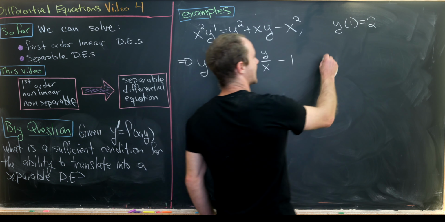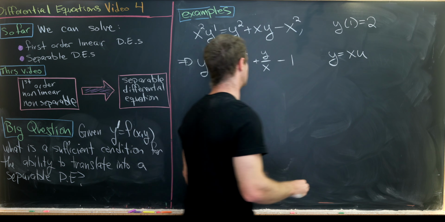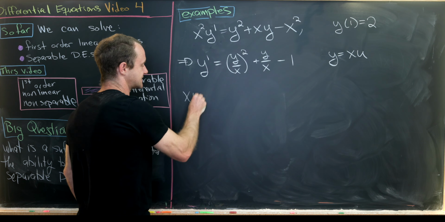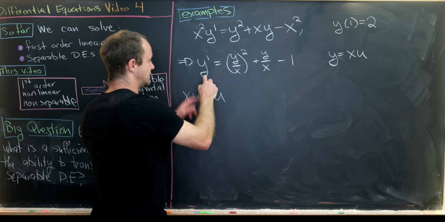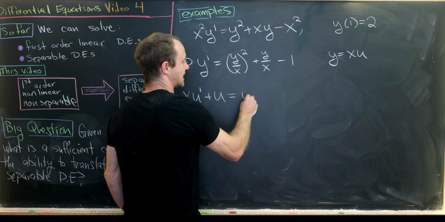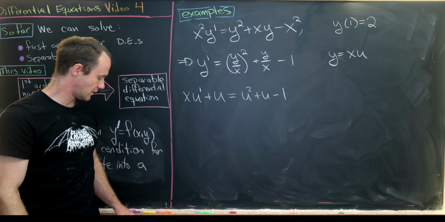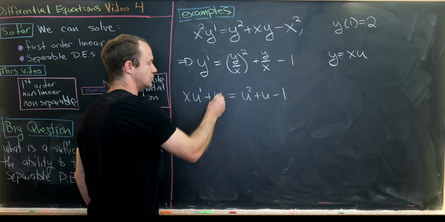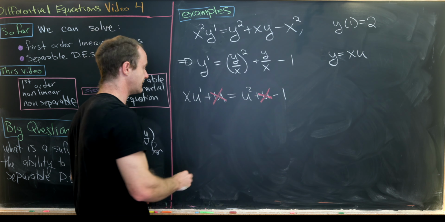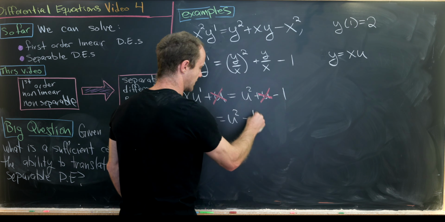Okay, then next we'll make our substitution. y is equal to x times u, and see what that does to our differential equation. So that's going to give us x times u prime plus u from the product rule on the left-hand side. And then on the right-hand side, we'll have u squared plus u minus 1. Then we see that this u right here will cancel with this u right here, leaving us with x times u prime equals u squared minus 1.